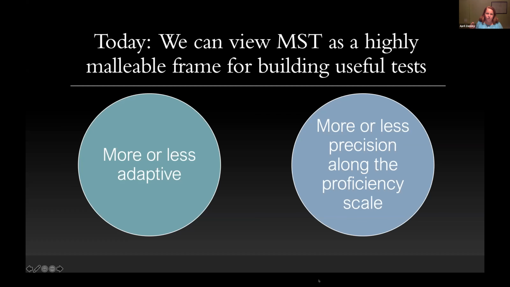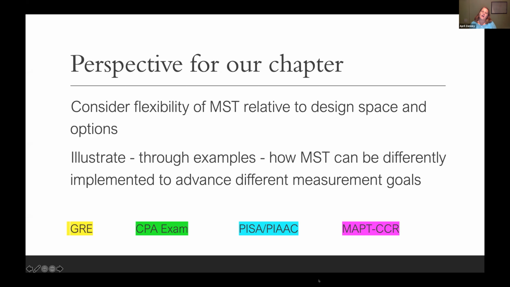But at their core, MSTs are really interesting because you could make them more or less adaptive depending on what you need. You can get more or less precision along the proficiency scale, depending on where you need to be precise. I mean, we want precision, but sometimes we need it at some places more than others in that scale. So, the perspective we took for our chapter is to think about the flexibility of multi-stage testing relative to design space and all these design options. And in our chapter, we tried to illustrate through examples what you can do differently, the different kinds of choices you can make to advance different measurement goals.